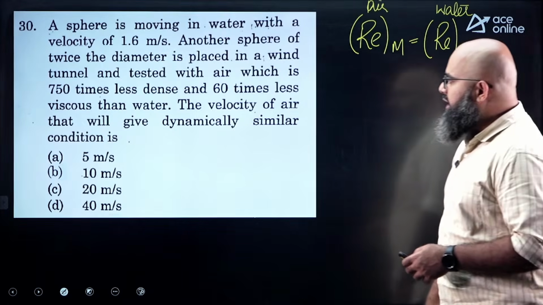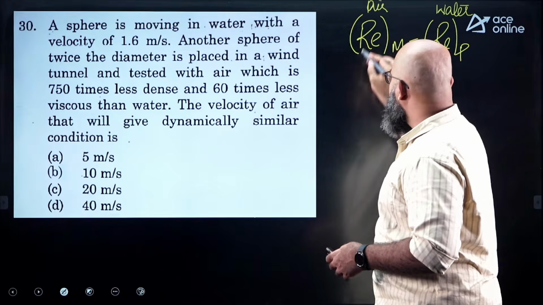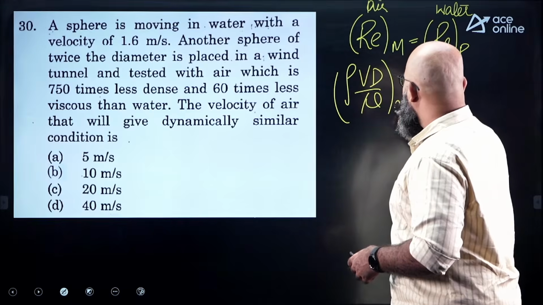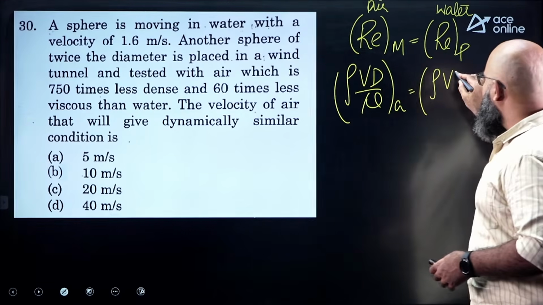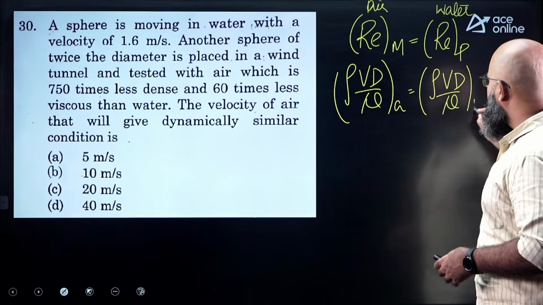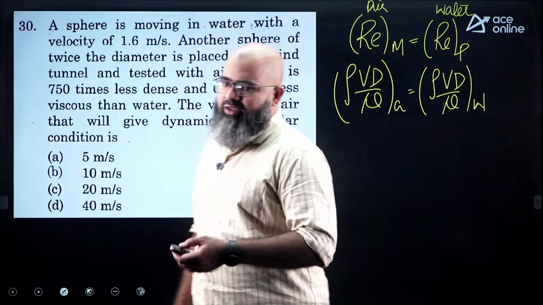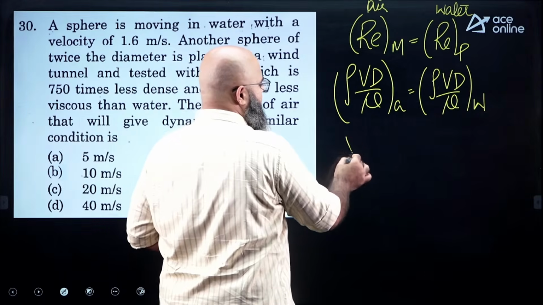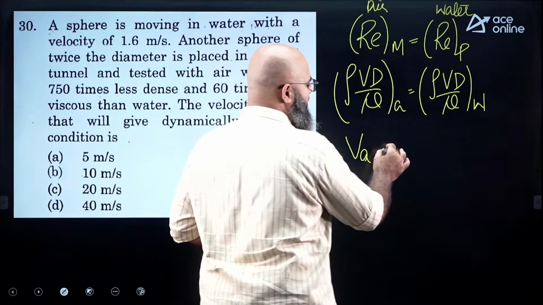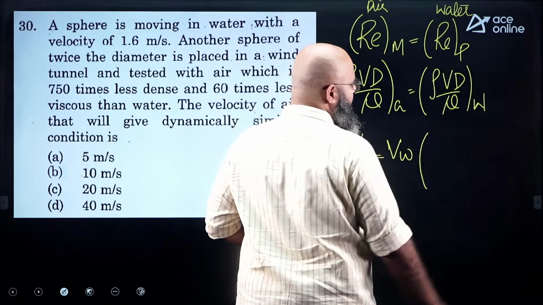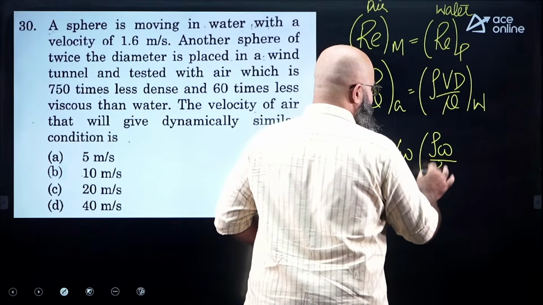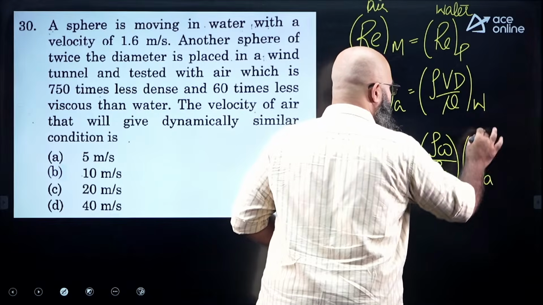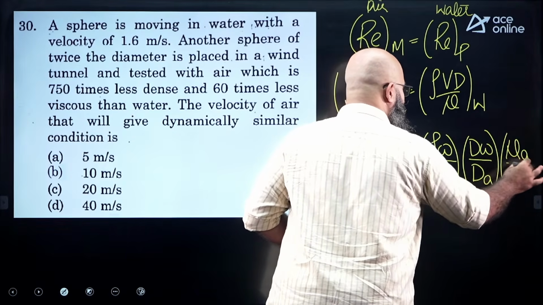So I need to identify the velocity in air. Let me write over here rho into V into D by mu for air is equal to rho into V into D by mu for water. Given to me are the value of velocity of water, density ratio, diameter ratio, and viscosity ratio. So I can write velocity in air has to be equal to velocity in water multiplied by density water by density air, multiplied by diameter water by diameter air, multiplied by viscosity air by viscosity water.